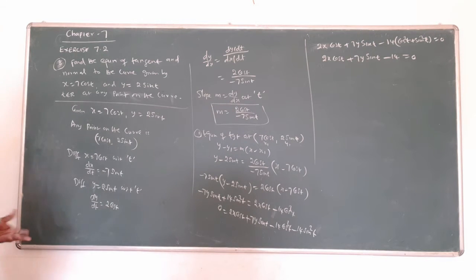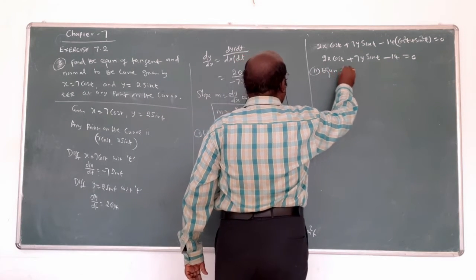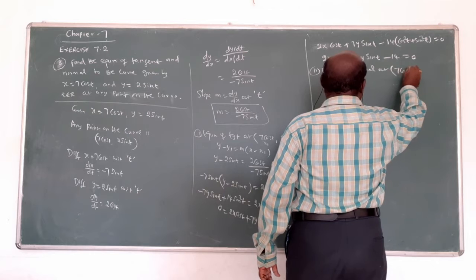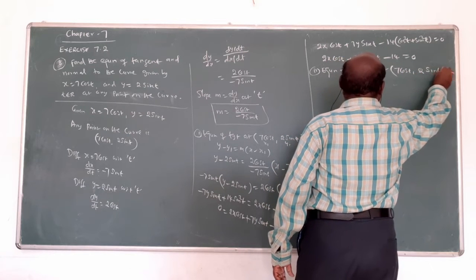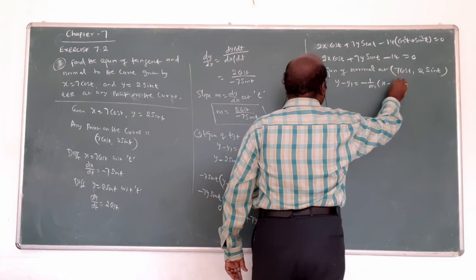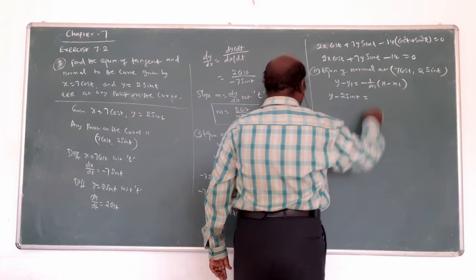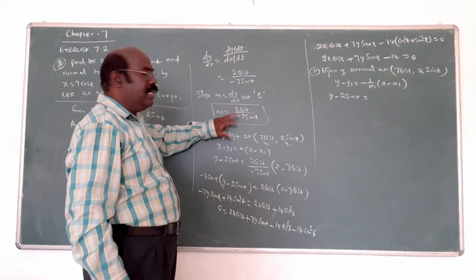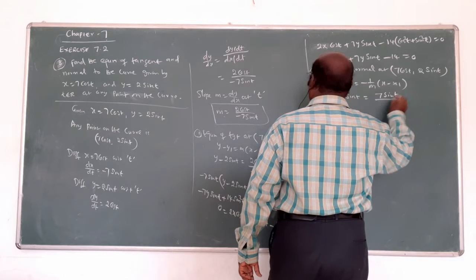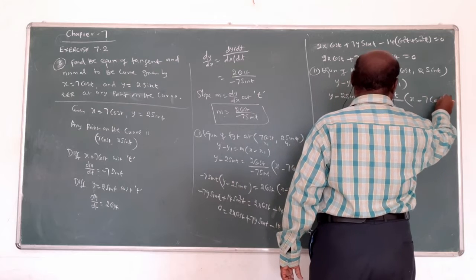Now the same thing for the normal equation, the second part. What is the point? The same point, 7 cos t comma 2 sin t. y minus y1 equals minus 1 by m into x minus x1. y1 is 2 sin t. For minus 1 by m, take the reciprocal of m and change the sign: plus 7 sin t by 2 cos t, into x minus 7 cos t.